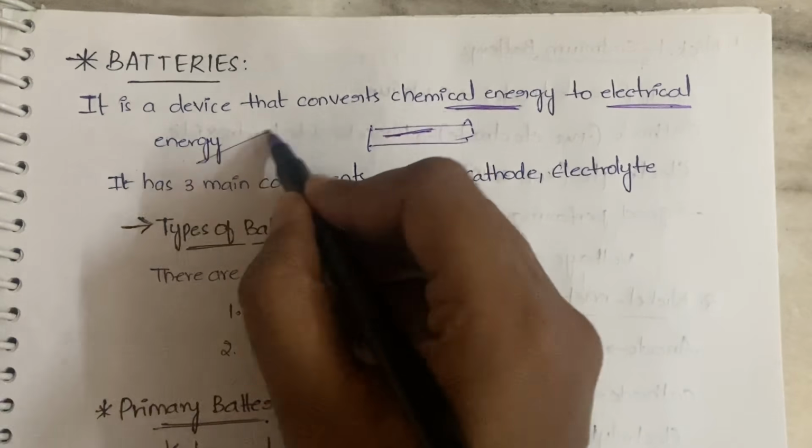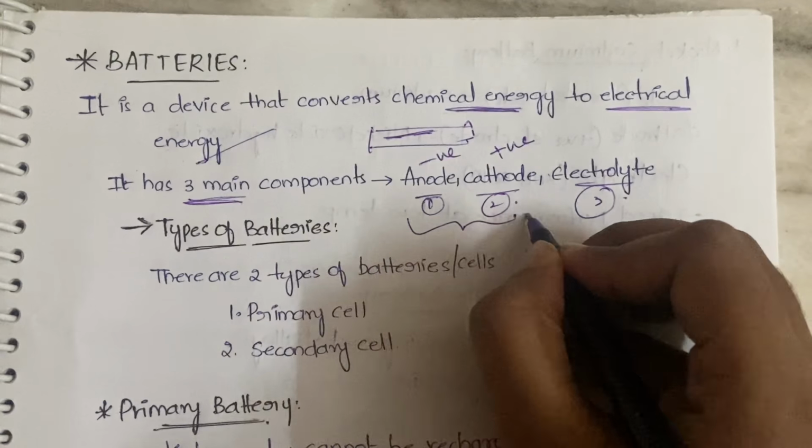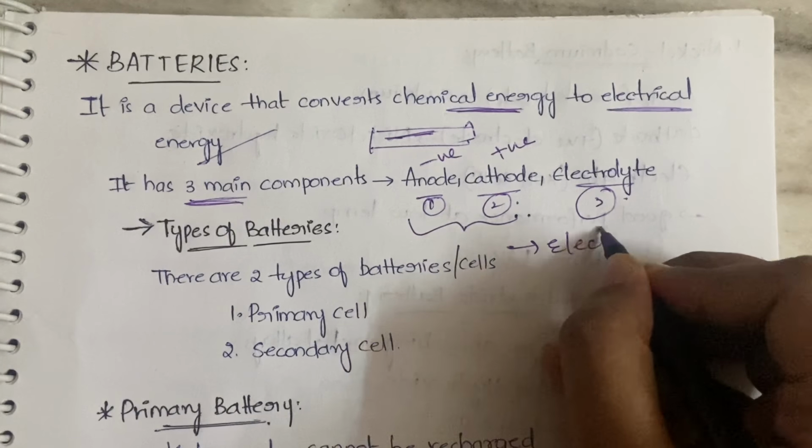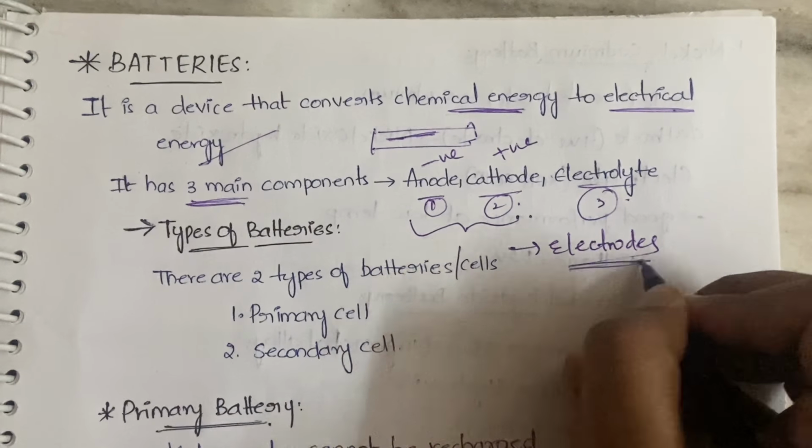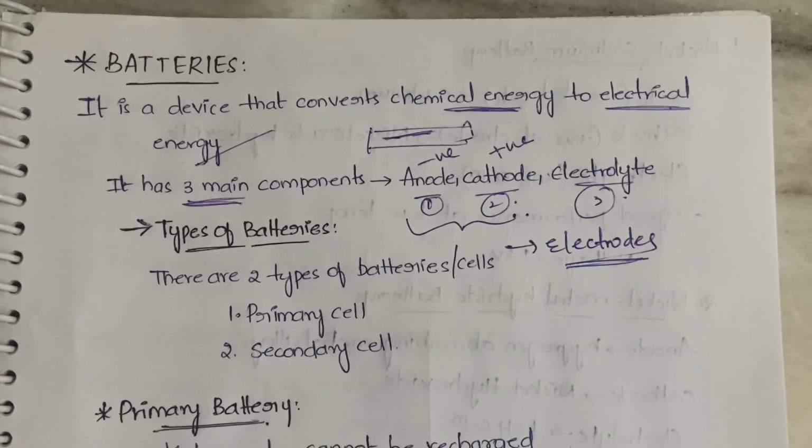And a battery has three main components. Any battery has three main components. What are they? Number 1 is the anode, number 2 is the cathode, and number 3 is the electrolyte. Got it? So these are the main components. Anode is nothing but the negative electrode and cathode is the positive electrode. Both of these together are called electrodes. Among these electrodes, the negative one is called anode and the positive one is called cathode, and the third one is the electrolyte solution.